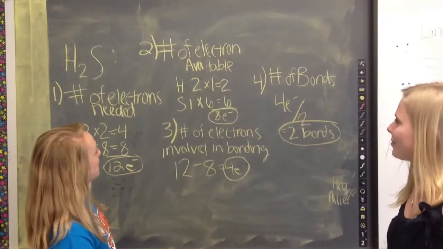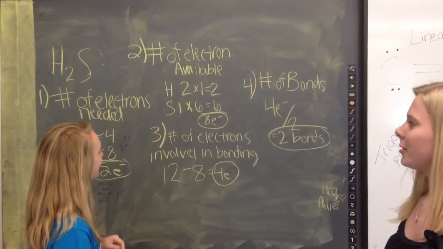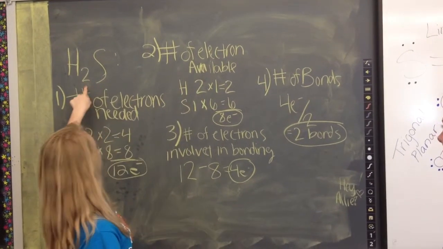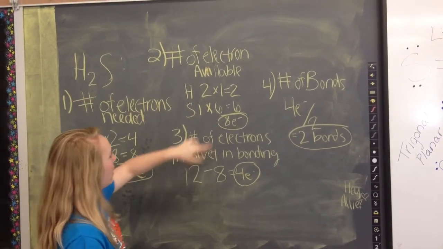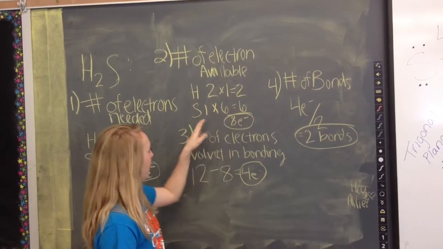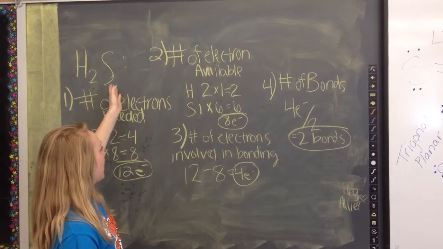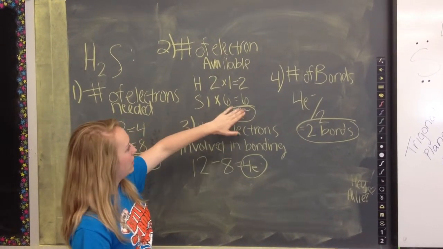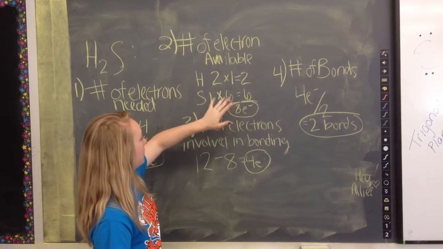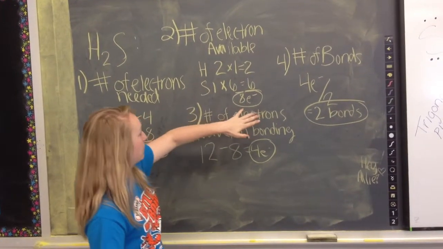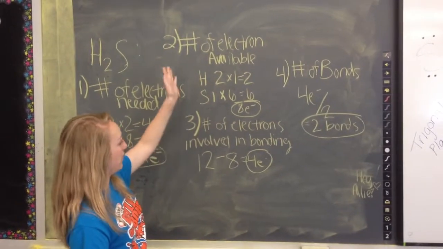The second step, you find the number of electrons available. Once again, you have 2 hydrogens in the equation. It has 1 valence electron. 2 times 1 is 2. And you have 1 sulfur in the equation. It has 6 valence electrons. So 1 times 6 is 6. And you add these, and you get 8 valence electrons. You have 8 electrons available.